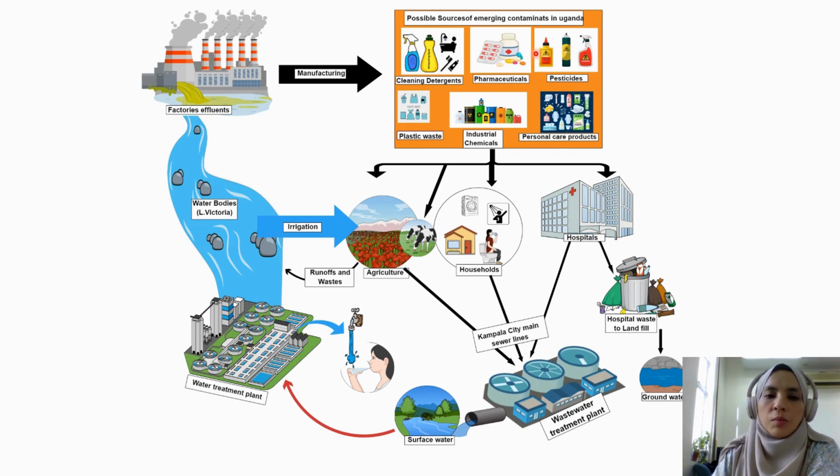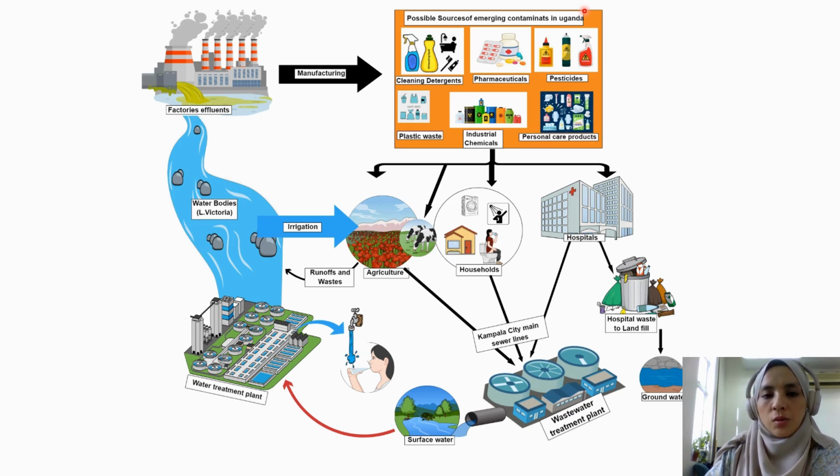From the water bodies, water is used for irrigation in agriculture, introducing contaminants into the soil and crops. The runoffs and waste from agricultural fields further carry pesticides and fertilizers back into the water bodies, exacerbating pollution. And households contribute to contamination through the use of cleaning detergents, personal care products, and improper disposal of pharmaceuticals.